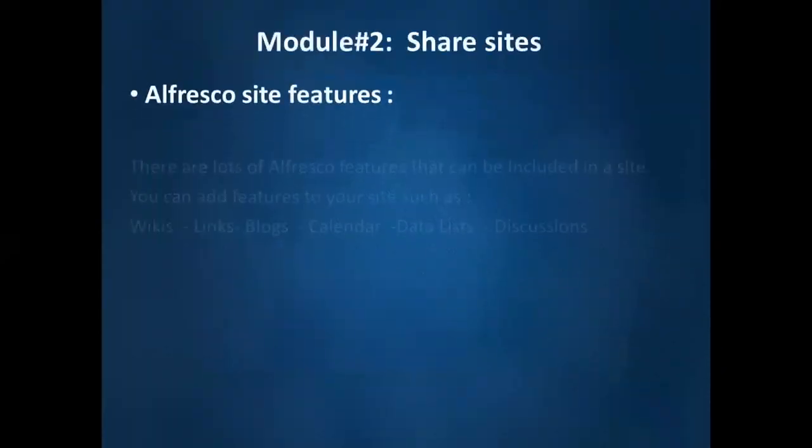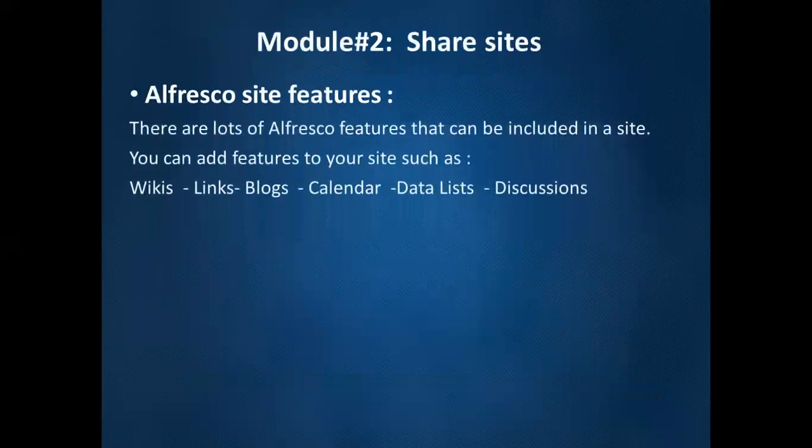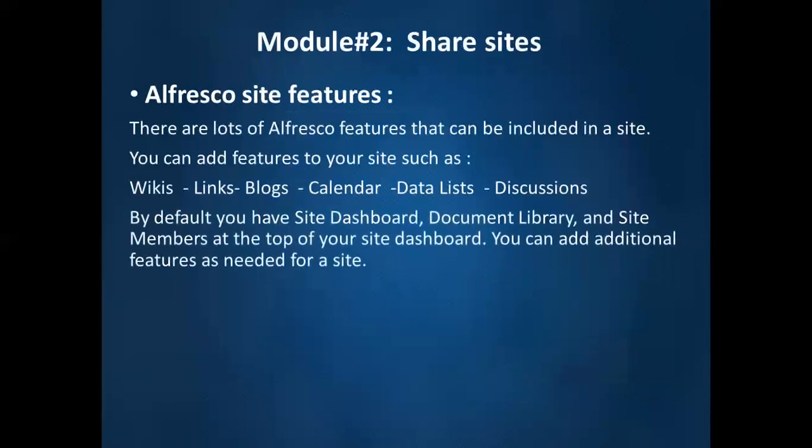Alfresco site features. There are lots of Alfresco features that can be included in a site. You can add features to your site such as wikis, links, blogs, calendar, data lists, discussions. By default, you have site dashboard, document library, and site members at the top of your site dashboard. You can add additional features as needed for a site.